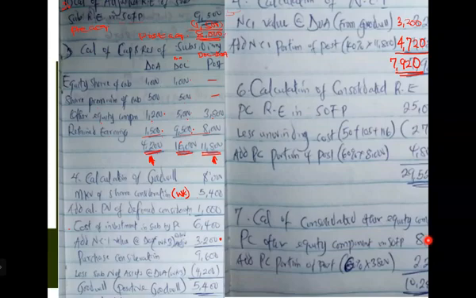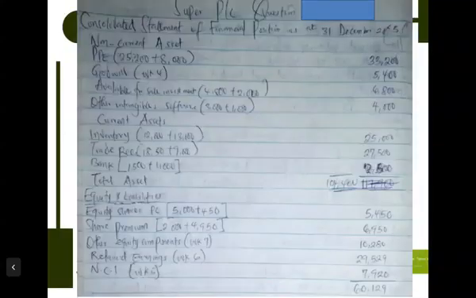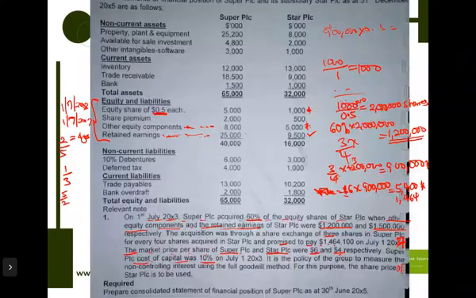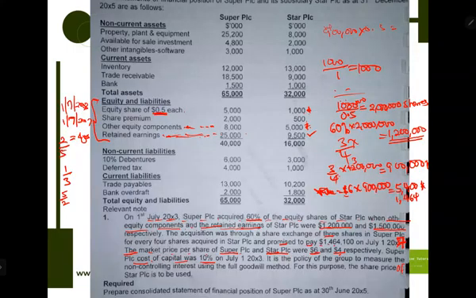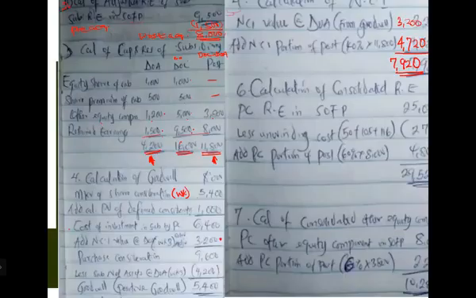Our working note 6 is calculation of consolidated retained earnings, and it starts with the retained earnings of the parent company alone. You will have the parent retained earning in the SOFP. Just check. This is retained earning in the SOFP: you have 25,000. Then you also have other equity components, 8,000. But our retained earning is what concerns us. Retained earning is 25,000.